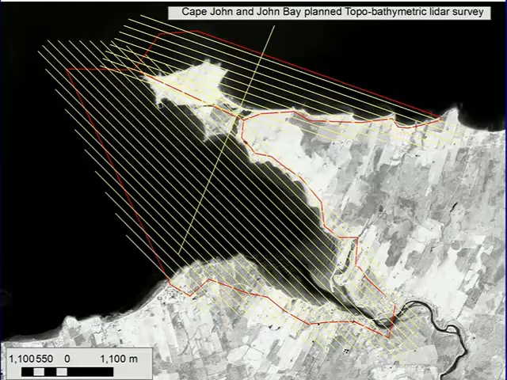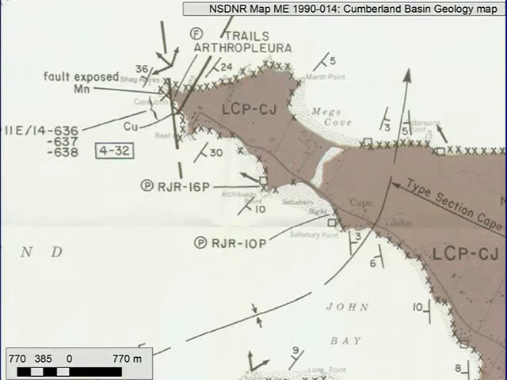This is a satellite image backdrop that shows us the flight lines that were flown for a place called John Bay and Cape John. And what we're going to do is look at this cape here. So I pulled up the geology map from 1990. So we can see we have a fold axis coming through here. Lots of outcrop. Things are dipping to the east, and then dipping to the west. There's an inferred fault through this area, and a fair degree of outcrop.